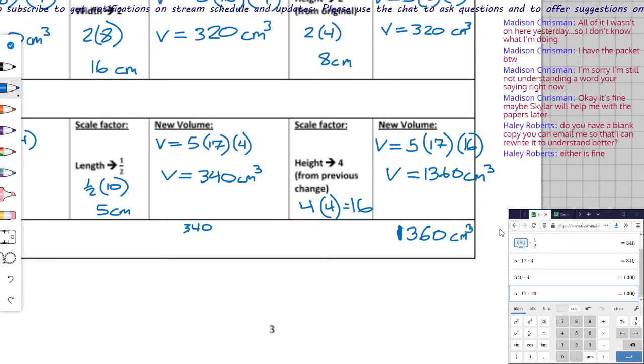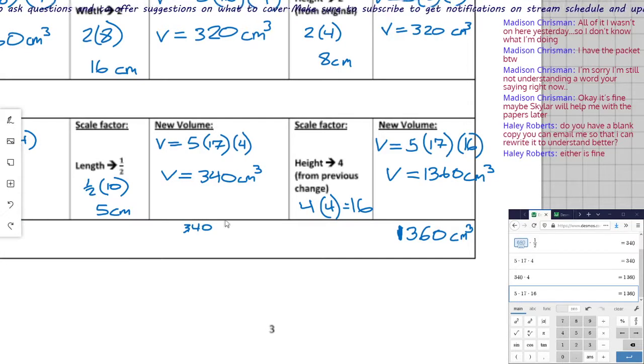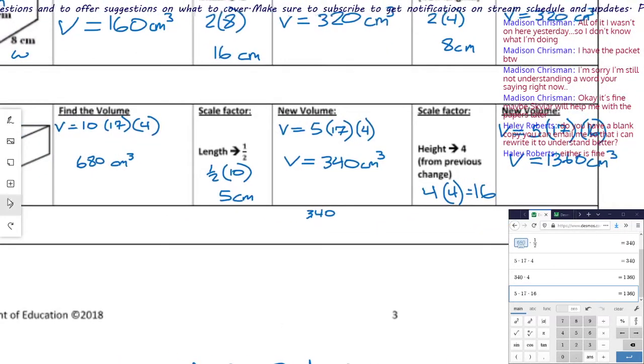So that's just what you can recalculate. It's just a little bit more work, or you could just multiply it by the scale factor that it's asking you to make the change from. If they gave you 2 scale factors, so like let's say they said they changed the length by 1/2 and the height by 4, you wouldn't need to calculate that twice. What you could just do is go back to your original volume of 680. So I'm going to clear all this.